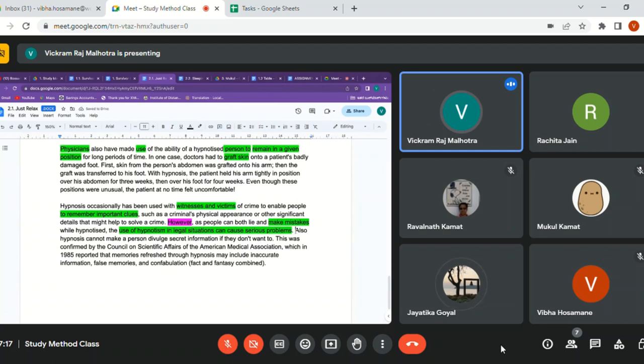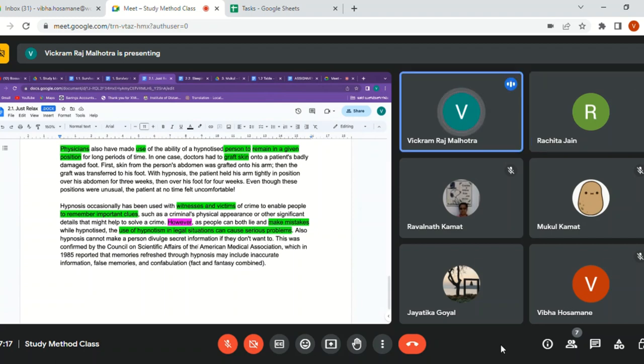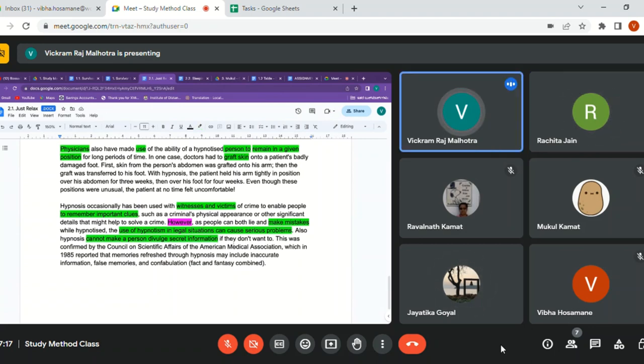Go ahead. Now you continue independently. Also, hypnosis cannot make a person divulge secret information if they don't want to. Right. What shall we highlight? I don't know if that is a very important point. You don't think? Okay. We'll leave it as yellow for the time being and we'll discuss it in class. Then, go ahead.